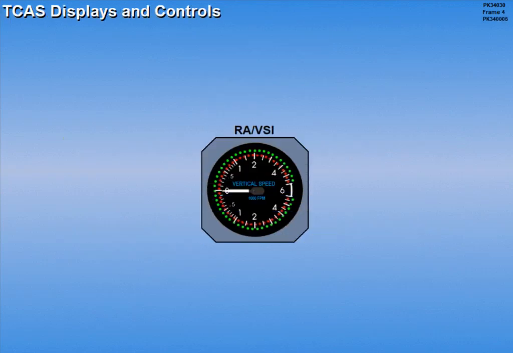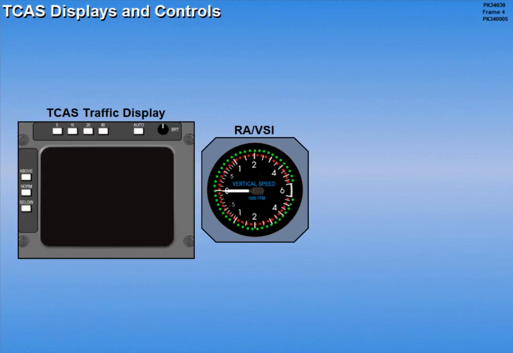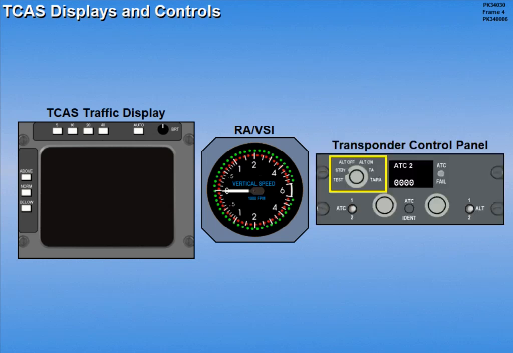TCAS information is presented on the RAVSI and TCAS traffic display. TCAS controls are located on the transponder control panel and the TCAS traffic display.